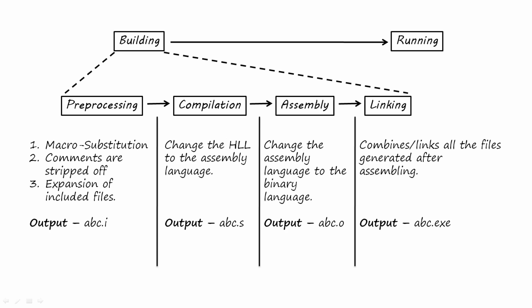Preprocessing takes the .c file as its input. It substitutes all the macros. Macros are the constants that I have defined at the top of my program. For example, pi. Pi is a constant that has a value of 3.14 something something. So I have defined pi at the top of my program as 3.14. Wherever I have used this pi inside the main code, that pi is substituted by 3.14.